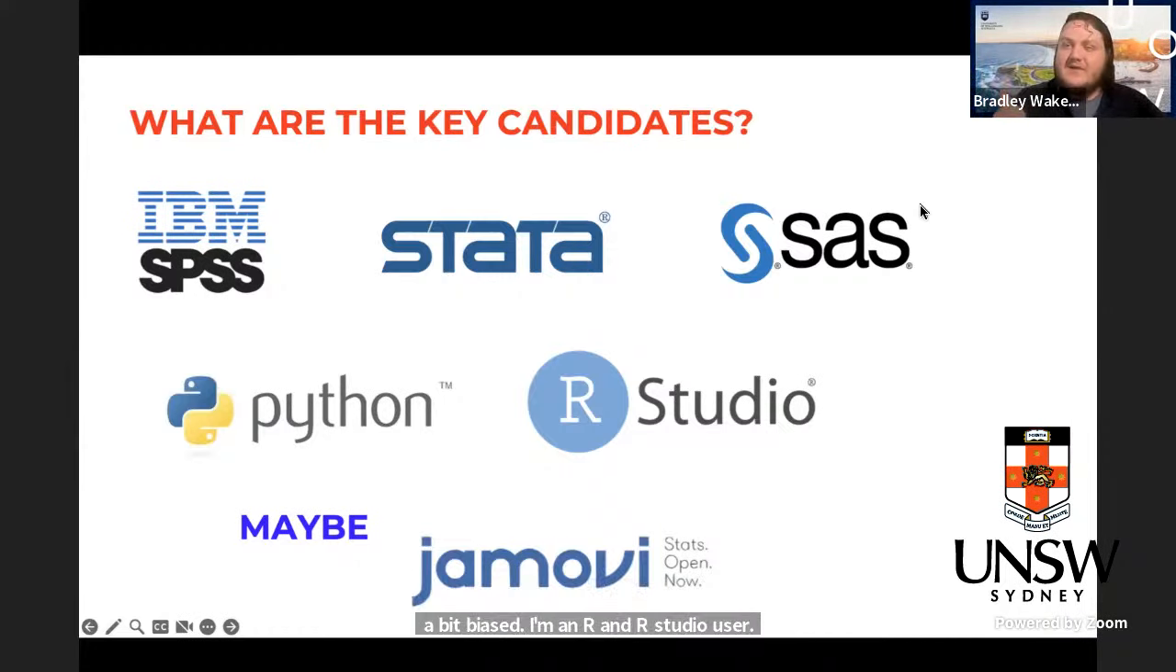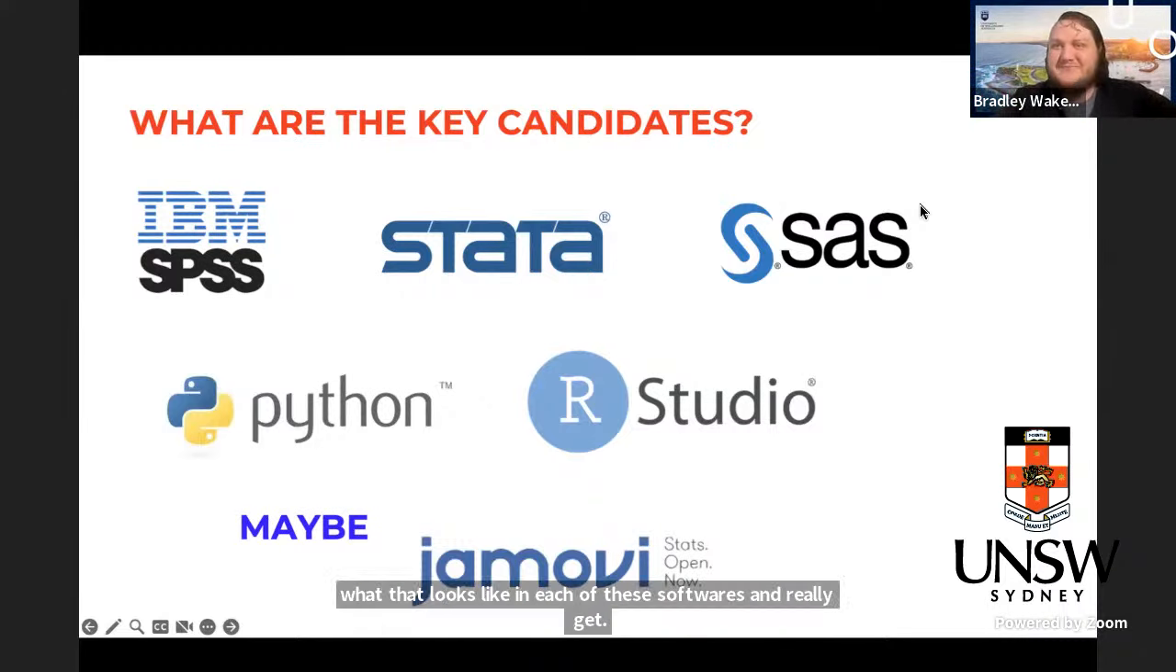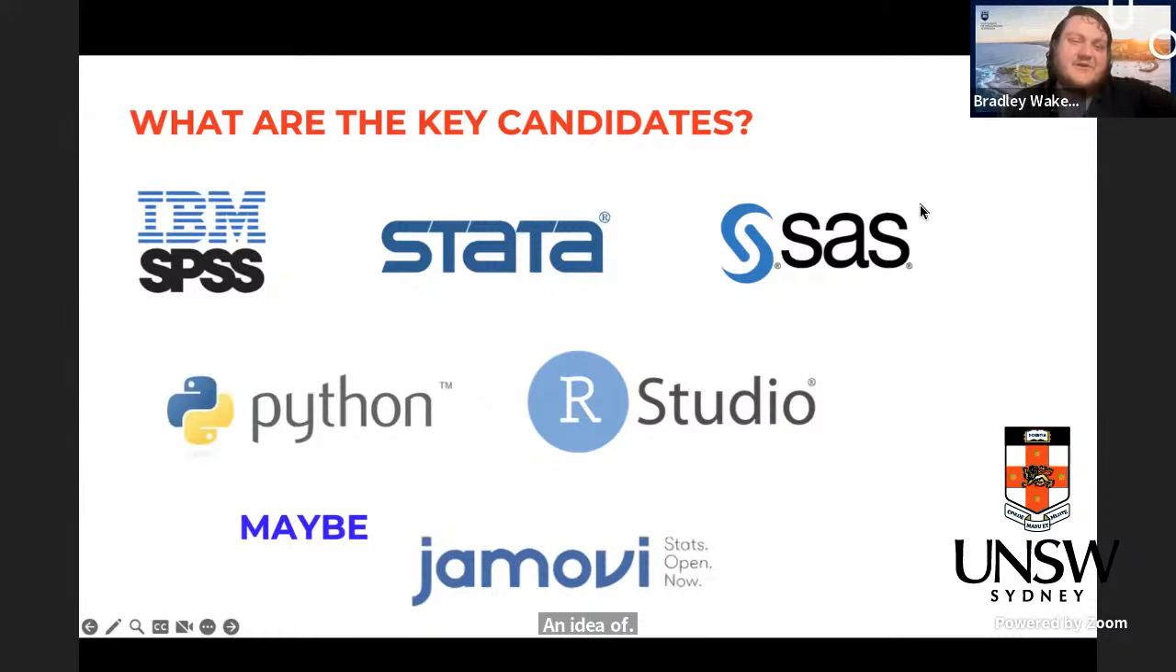And then down the bottom I put Jamovi, and this is the software, the graphical user interface to R, that we've started to integrate throughout teaching. And so we're going to have a quick look at each of them. And then what I'm going to do is run through a quick t-test just so you can get a sense of what that looks like in each of these softwares and get an idea of whether or not that's one you might want to use in your own research.